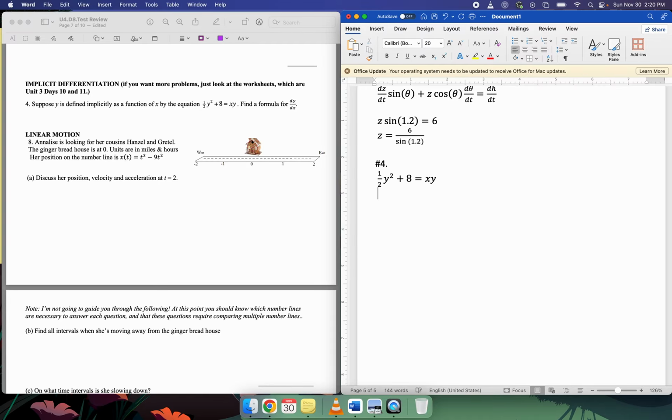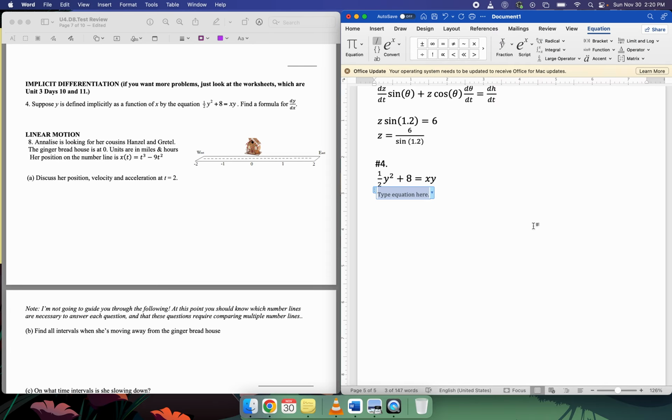So I take the derivative of both sides, being careful to remember that, as this notation indicates, y is a function, and x is a variable. So the derivative of the first term is not just y, but y prime, right? Because of the chain rule. Derivative of 8 is 0. The derivative of the right-hand side, you have to use the product rule. Watch out for this. This is the thing you're most likely to mess up on the test.